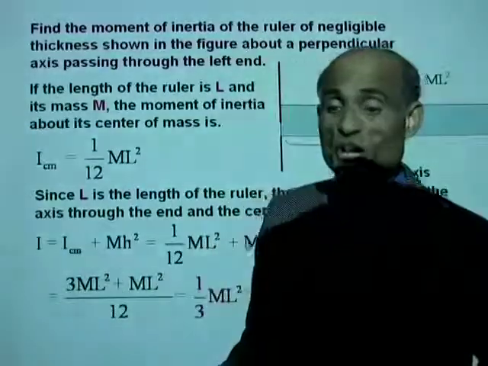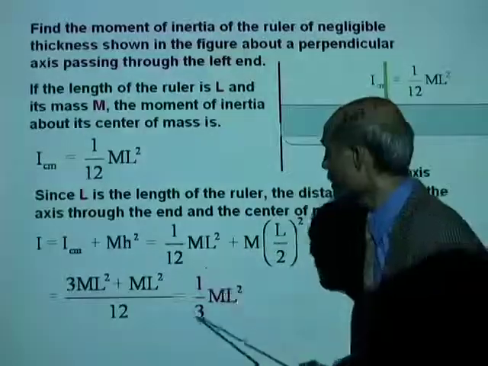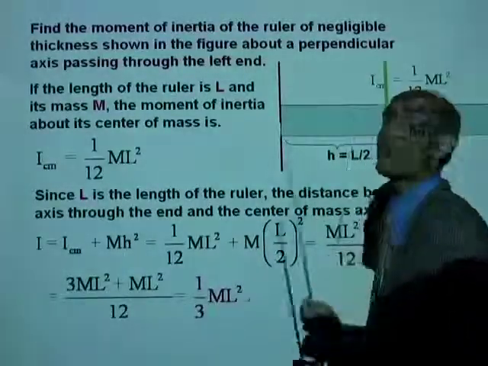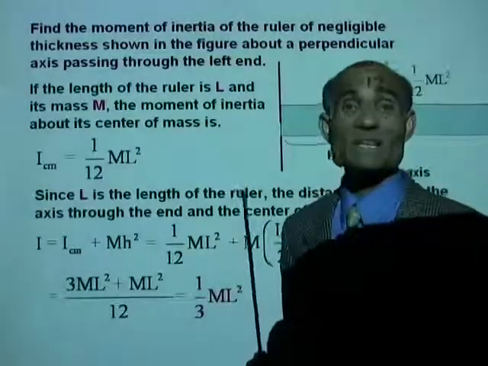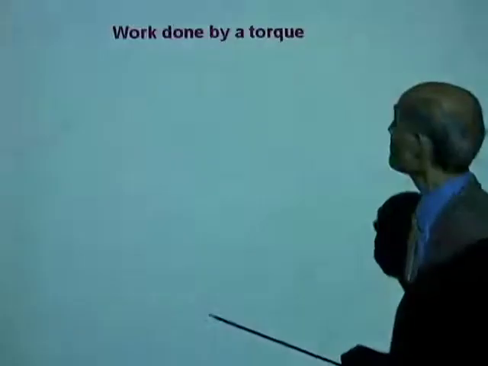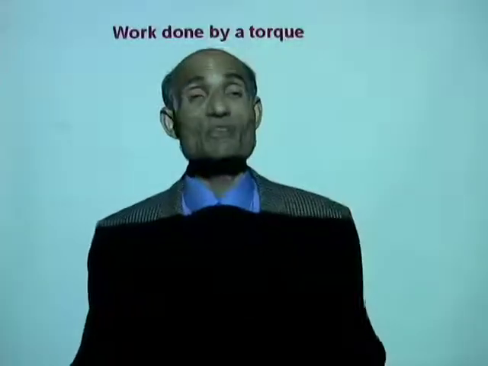The moment of inertia of the ruler about an axis through its end is 4 times the moment of inertia about an axis through its center of mass. Okay. Let's now talk about work done by a torque.